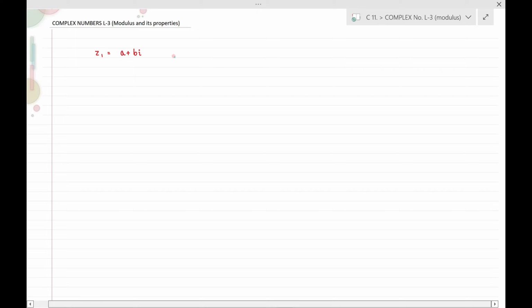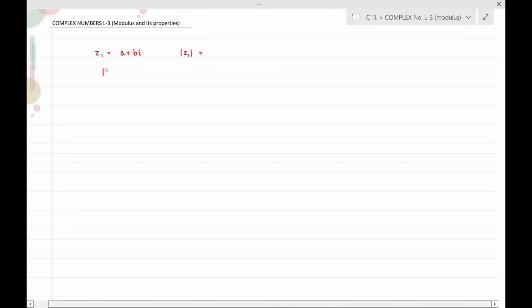Now, modulus means the magnitude of this complex number. Sometimes it is called the absolute value of a complex number. Now, modulus of z1 will be written as shown on the screen right now.